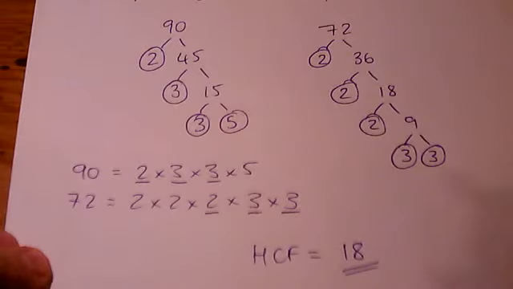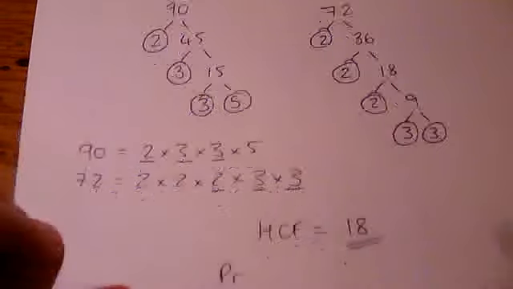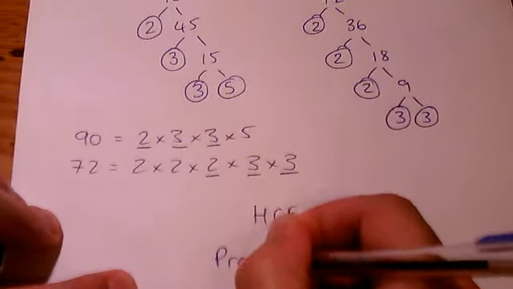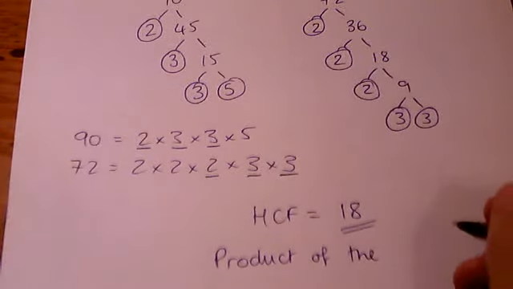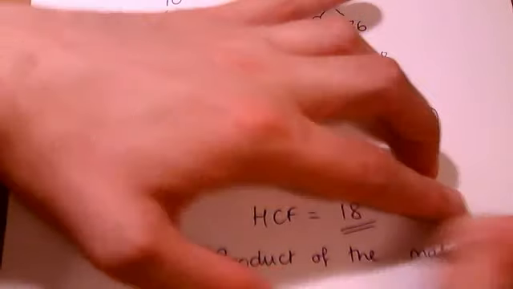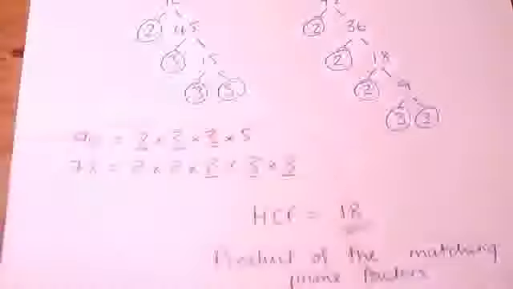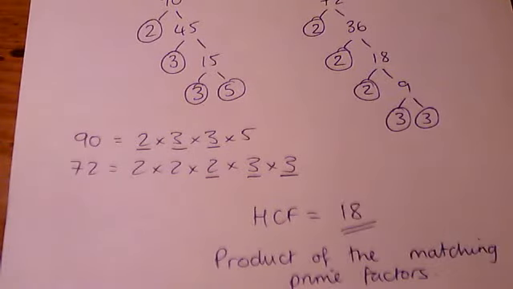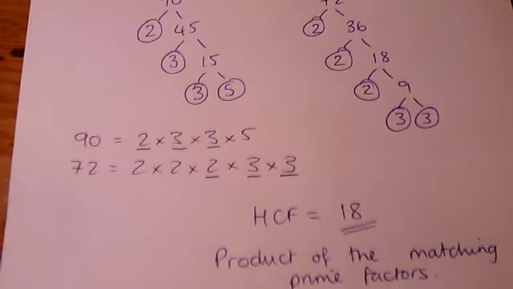So the highest common factor is always the product of the matching prime factors. Can't see this. Let's just move that up a little bit. Okay, so you find the matching prime factors. There's a 2, there's a 3, there's a 3. They match both of them, and if you multiply those prime factors, you will get the highest common factor.